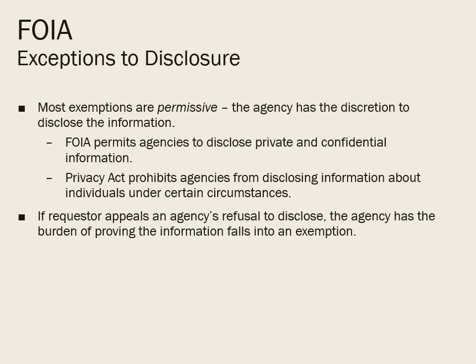FOIA permits agencies to disclose a certain amount of private information, but the Privacy Act, which we're going to discuss later, prohibits agencies from disclosing any private information about individuals. So even though FOIA technically allows an agency to disclose like your home address, your social security number, things like that, in practice, that information is protected by another law. And if somebody makes a FOIA request and the agency refuses to disclose that information and then gets sued, the agency is actually the one that's got the burden of proof. The agency's got to prove that the information that it withheld is properly covered by a FOIA exemption.